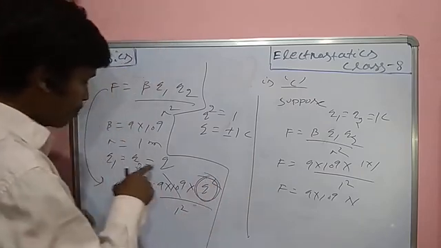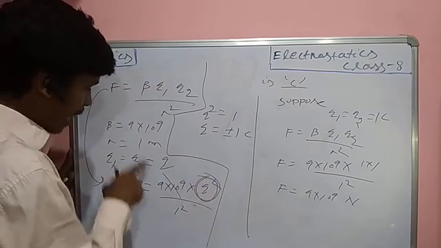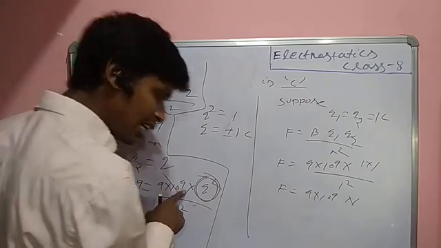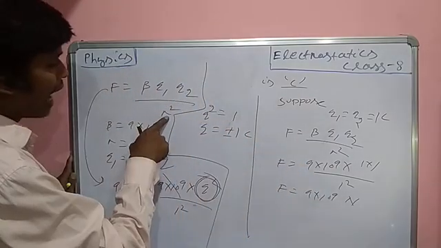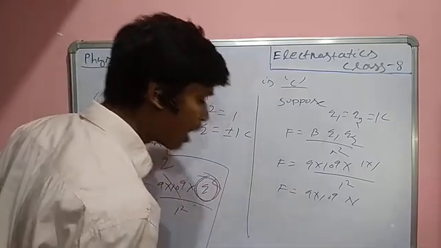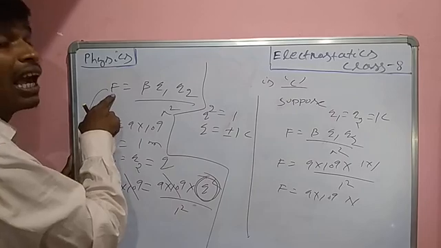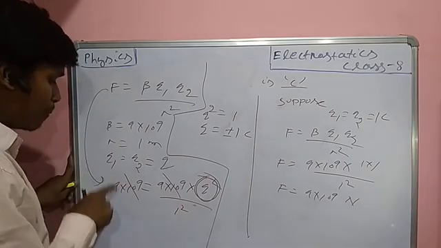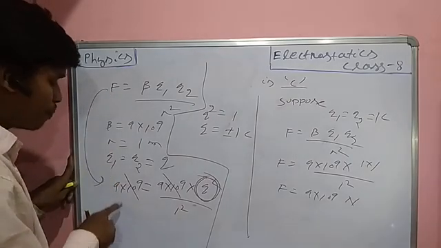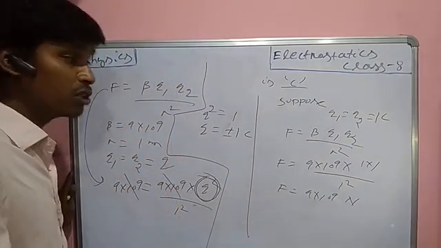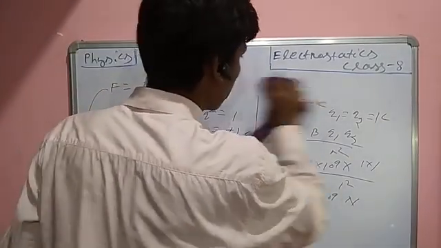Then the value of beta, 9 into 10 to the power 9, must be required. R is equal to 1 meter must be required. And the important thing, the value of F, 9 into 10 to the power 9 Newton, must be required.